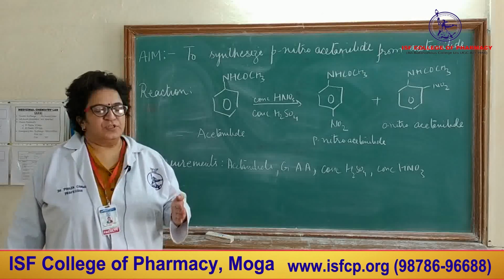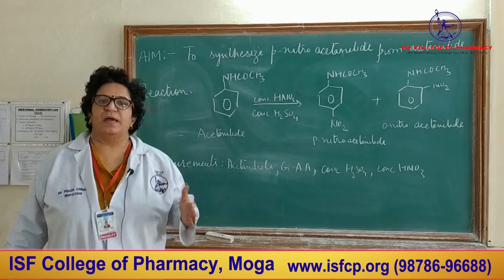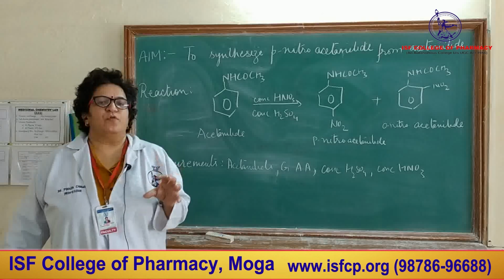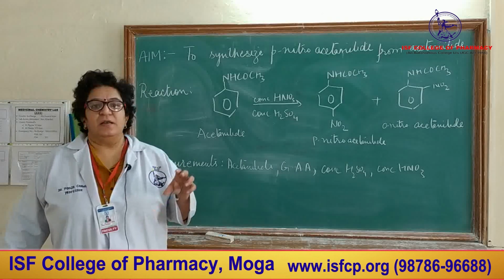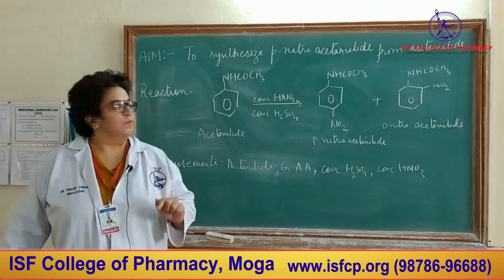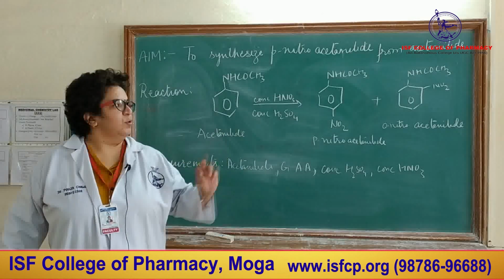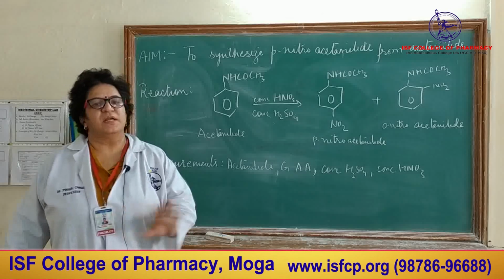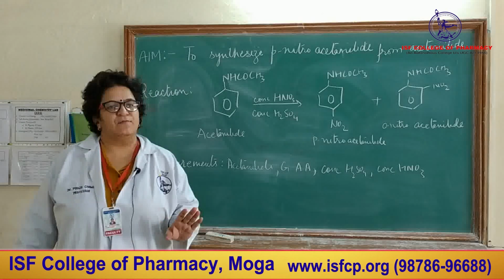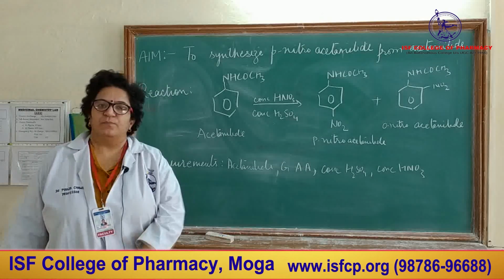The reaction is actually performed because we cannot carry out nitration of aniline as it is. So, first of all we synthesize acetanilide from aniline, and after that when we perform nitration of acetanilide, the para-nitro product is formed, that is para-nitroacetanilide. Although ortho-nitroacetanilide is formed, it is a minor product and we don't have to consider that here.